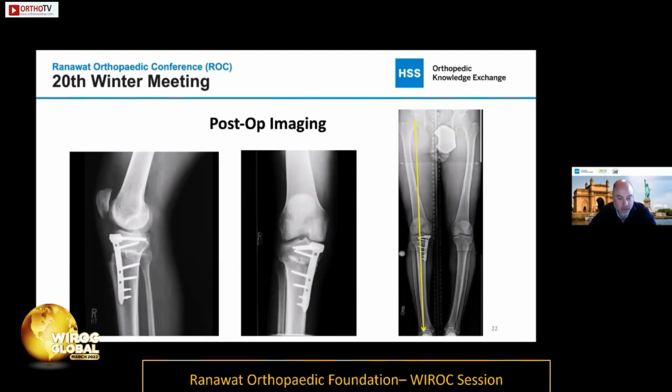So we did a relatively small correction, a high tibial osteotomy with a TomoFix plate. It's a great plate. I've used it for many years, and this guy did very well, and I corrected him to the lateral spine, so just short of Fujisawa's point. I don't like to overcorrect either.